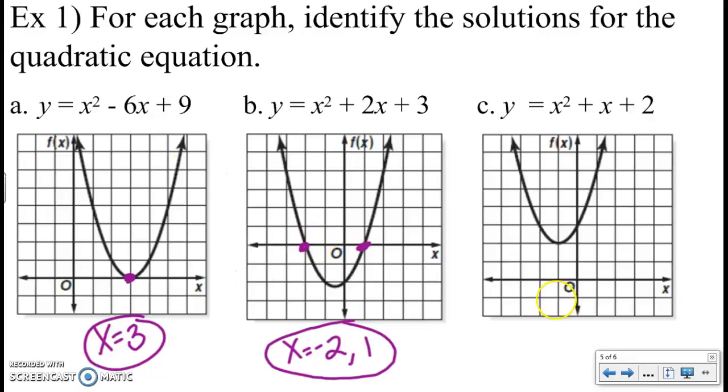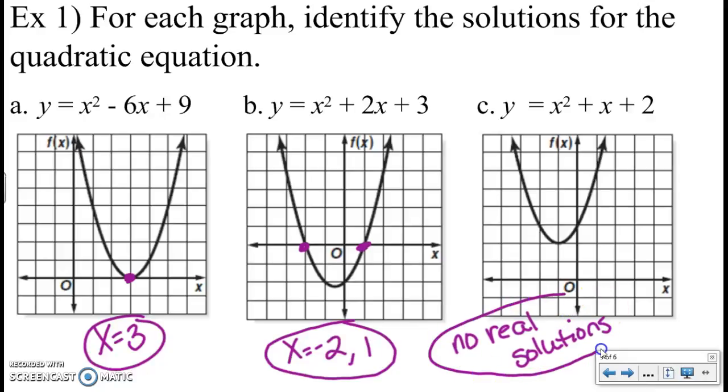Okay, and then this third graph, if you look off to the right, is never going to cross the x-axis. So there are two ways you can write this. You can write no real solutions for your answer, or you can write the empty set, which is just a circle with a line through it. Okay, so that's all you're really doing: you're looking for those x-intercepts, and those are actually your solutions. You do not need to write those as points, because we're actually finding an x value.